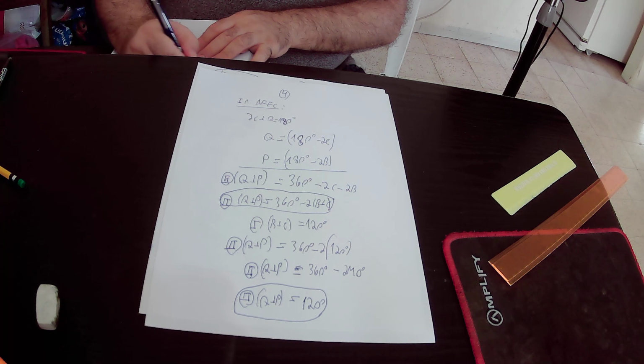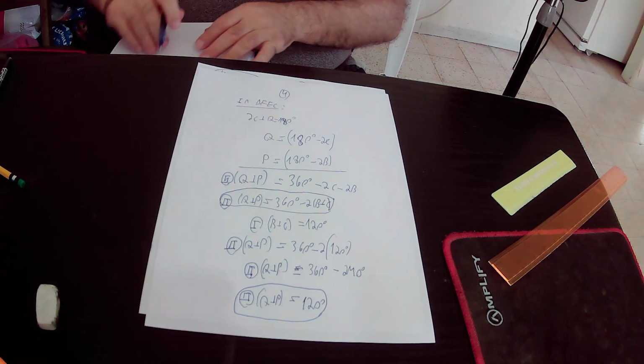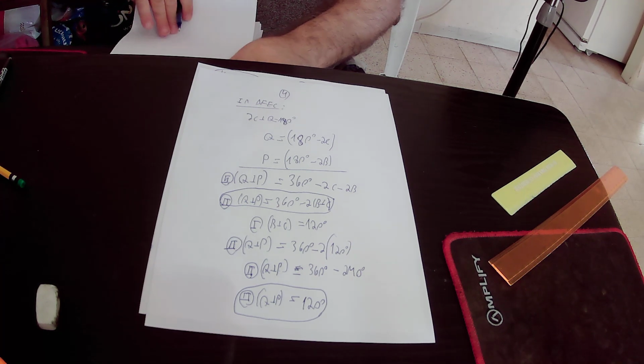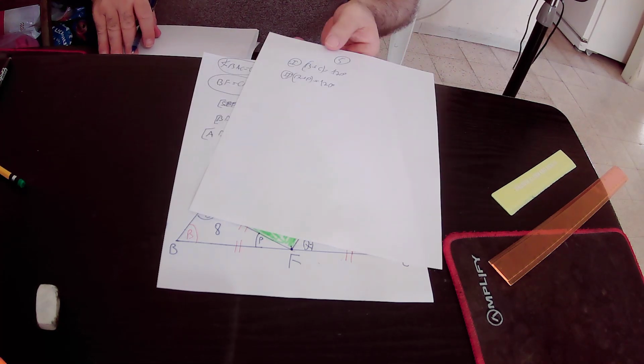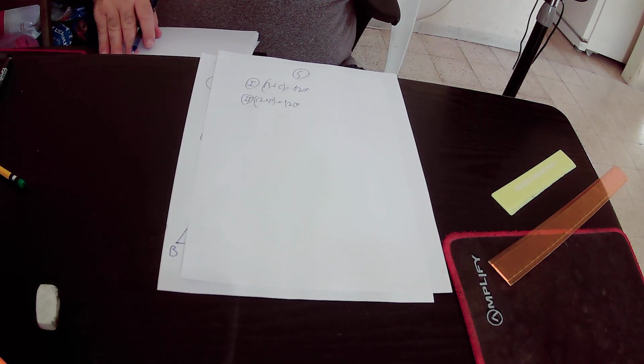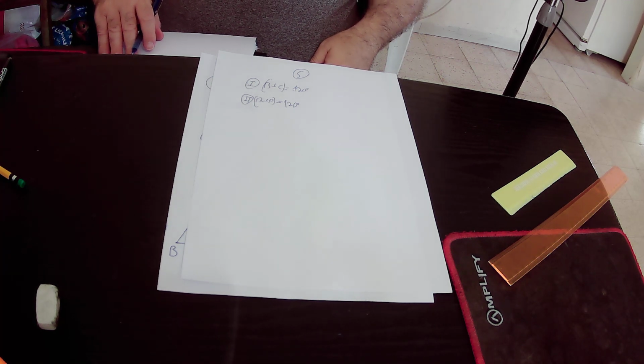and we have already found out that B plus C also equals 120 degrees. So actually we have those two equations. Equation number 1 states that B plus C equals 120 degrees, and equation number 2 states that Q plus P also equals 120 degrees.